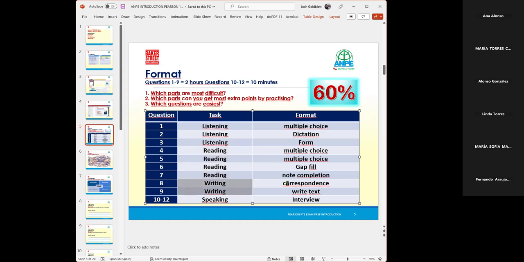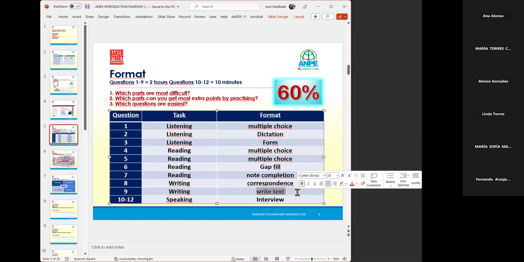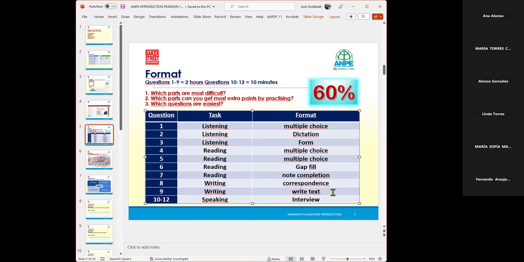And then you have number 8 and number 9, which are writing. Okay, writing is normally correspondence, which is write an email or write a letter. And number 9 is, you know, a text, right? It's an argument, a debate, a discussion. Okay, what do you think of fashion? Young people spend too much time thinking about fashion. Do you agree? So that's the kind of thing for the writing.